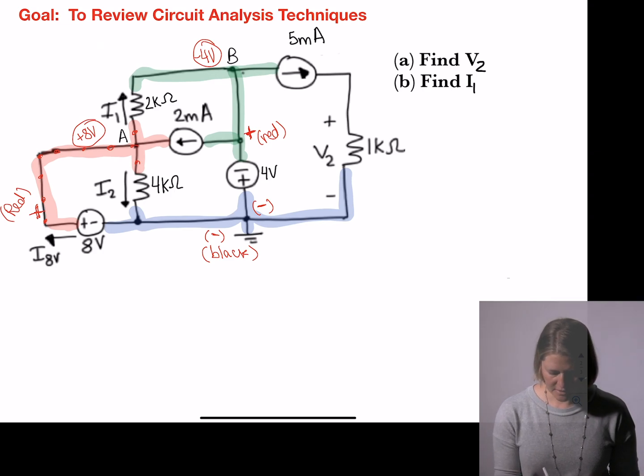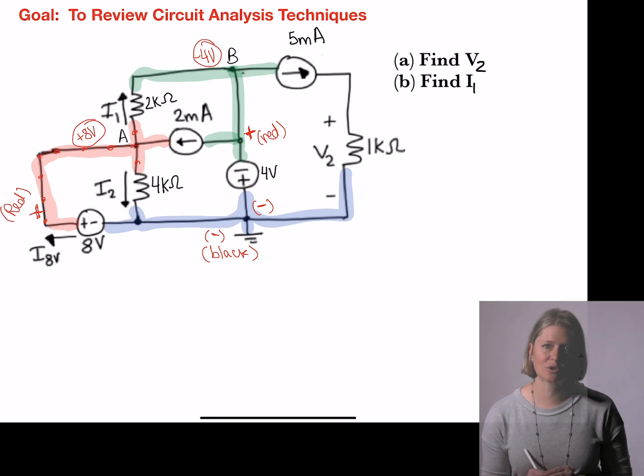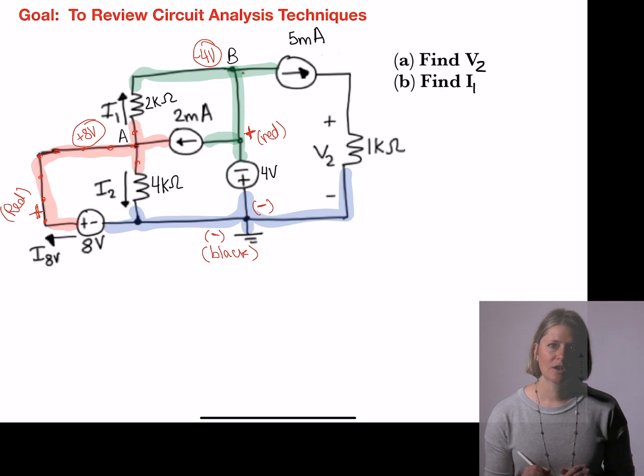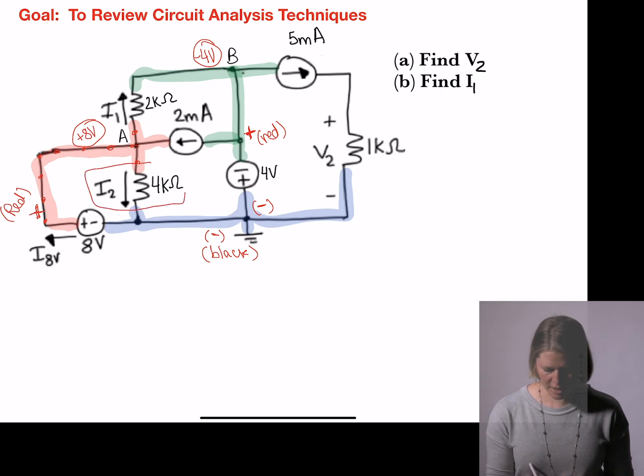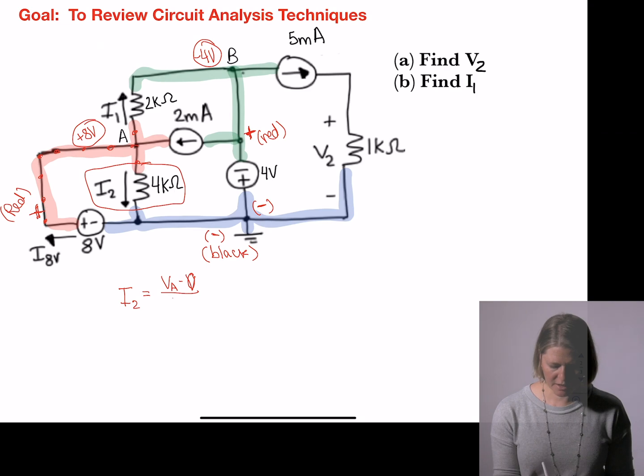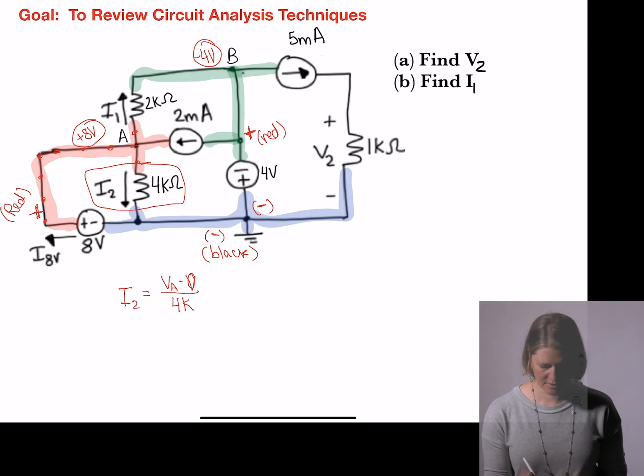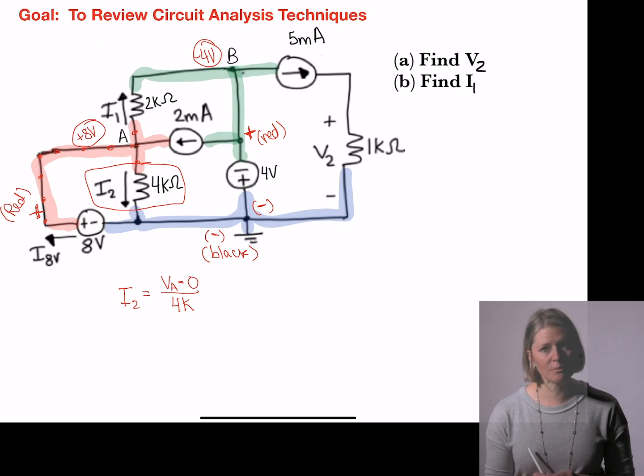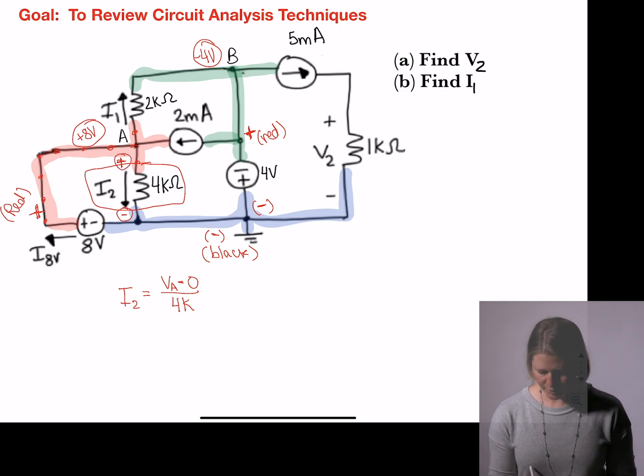So I notice that I2, the current I2, I know the voltage at each node of that resistor, at VA and at ground. So I can define I2 as the voltage of VA minus 0 over 4 kiloohms. I'm going to always pick the positive side of that current and compare it to the negative side. So the difference that I measure is always going to be from the plus side of the current to the negative side of the current. So plugging that in, I have 8 volts over 4 kiloohms, and that gives me 2 milliamps.